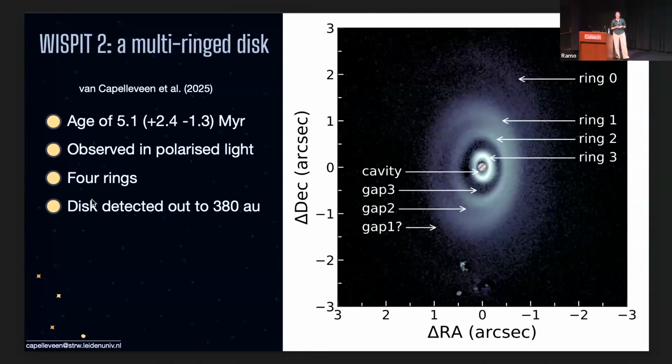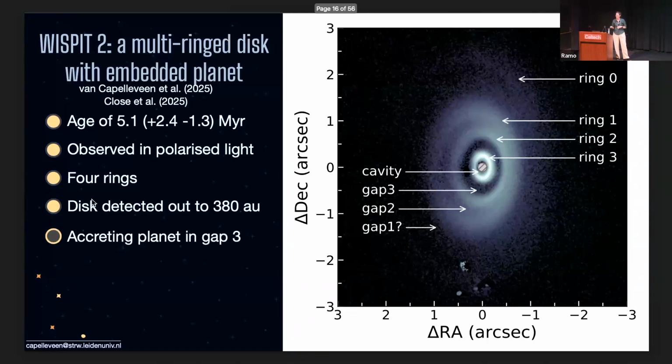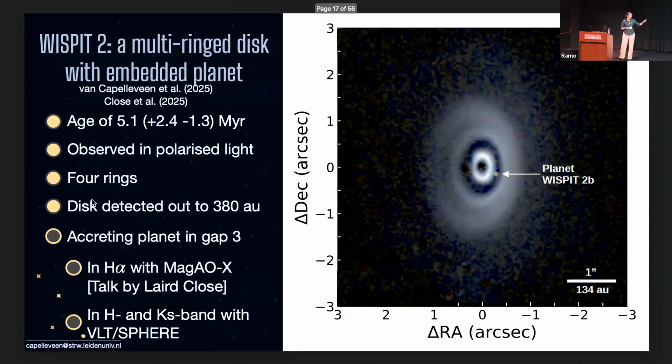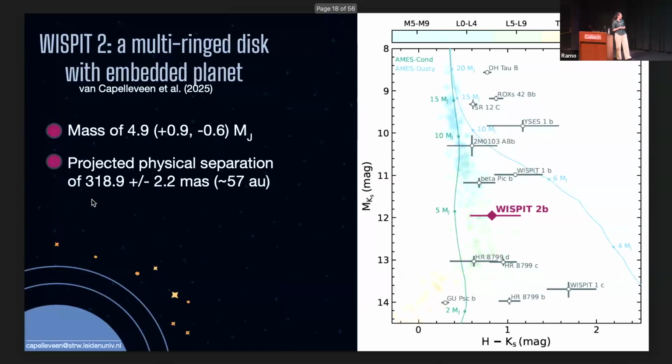So we also reached out to the MEGIOX team. And it turns out that there is an accreting planet in gap 3. So you can see it in this figure here. This planet has been detected both in H alpha, also shout out to the MEGIOX team, and in H and KS bands with VLT SPHERE. Again, these models. So it turns out the planet is approximately 5 Jupiter masses, and it's at a separation of 57 AU.